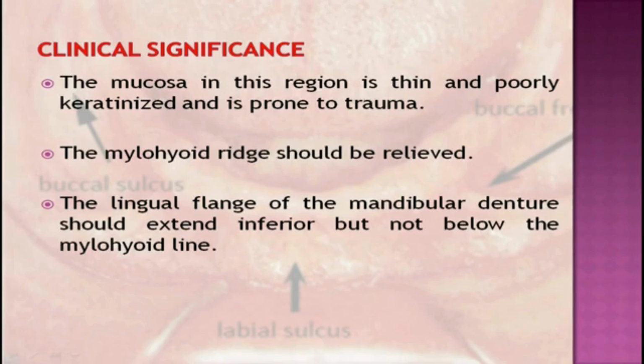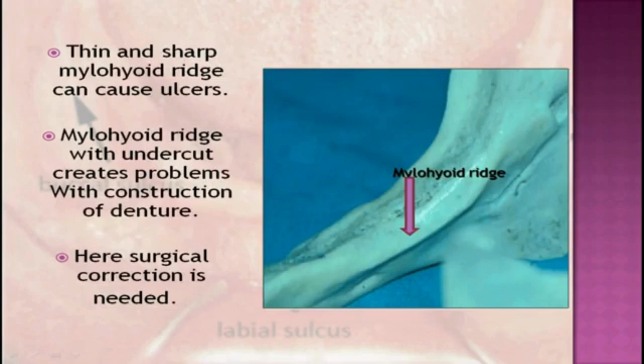The lingual flange of the mandibular denture should extend inferiorly but not below the mylohyoid line. A thin and sharp mylohyoid ridge can cause ulcers. A mylohyoid ridge with an undercut creates problems with construction of a denture, and here surgical correction would be necessary. When it is very prominent, it can compress the tissues there and cause numbness or other discomforts to the patient. These relief areas have to be very carefully examined in the patient's mouth, as it is very important to relieve these structures to get a comfortable denture.